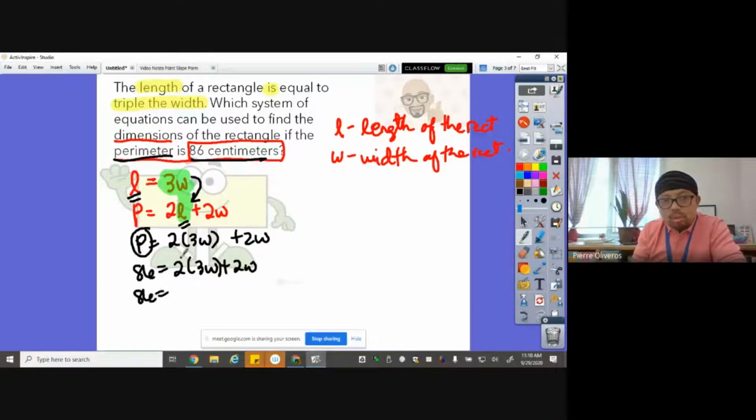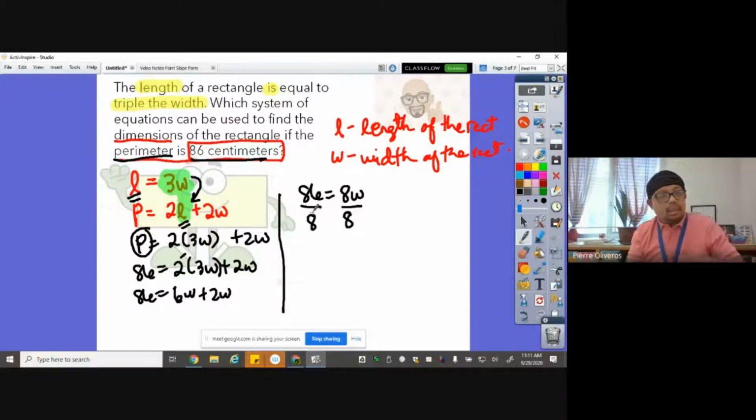Simplifying everything, 2 times 3 is 6W plus 2W. This will give us 86 is equal to 8W. Divide everything there by 8 and 8. It will be 10 point something. 86 divided by 8 is 10.75. So 10.75 is equal to W, centimeters.